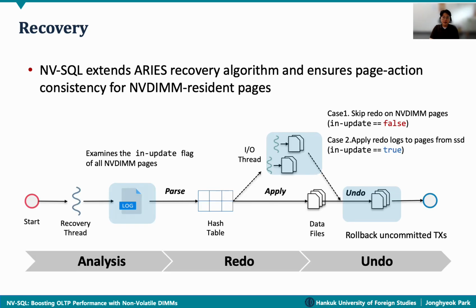MVC-curl extends the ARIES recovery scheme, and we made minimal changes to the existing recovery process of the vanilla MySQL engine. During the analysis phase, MVC-curl additionally examines the inUpdate flag of all NVDIMM pages. In the redo phase, MVC-curl can bypass action-consistent NVDIMM pages. However, for inconsistent pages, it's necessary to apply redo logs to the pages on the SSD. And both MVC-curl and vanilla MySQL have the same undo process.